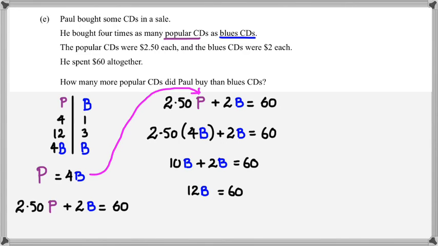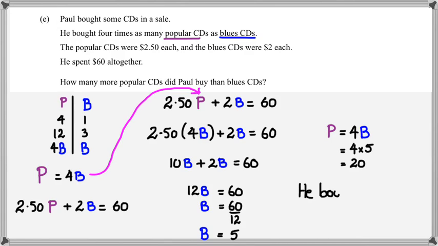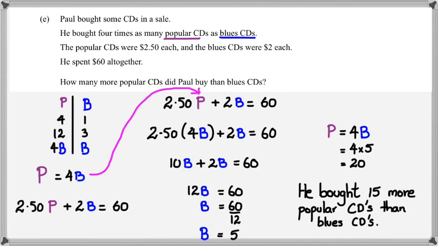So I got 12B equals 60, and B is 60 divided by 12, or in other words, B is equal to 5. So he's actually bought 5 blue CDs, which means with popular CDs, he actually bought 4 times 5, so he's bought 20 popular CDs. Now the question asks how many more popular CDs did Paul buy than blue CDs? So you just go 20 minus 5. He bought 15 more popular CDs than blue CDs.